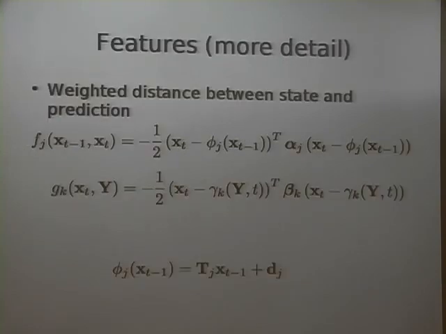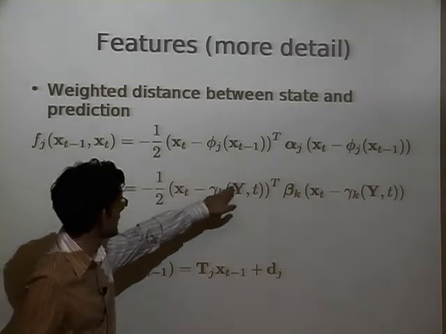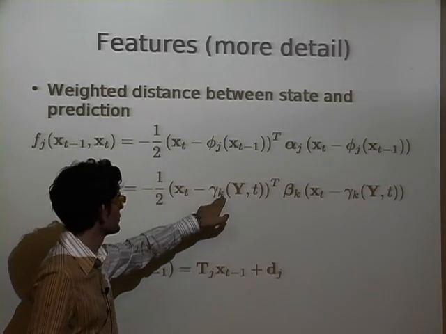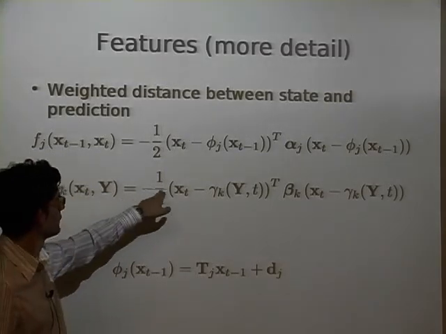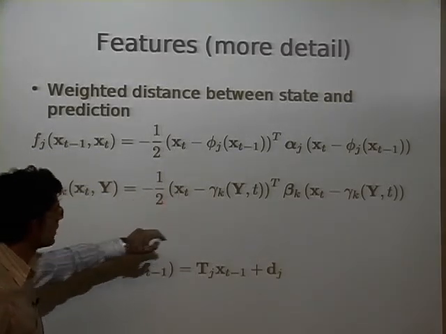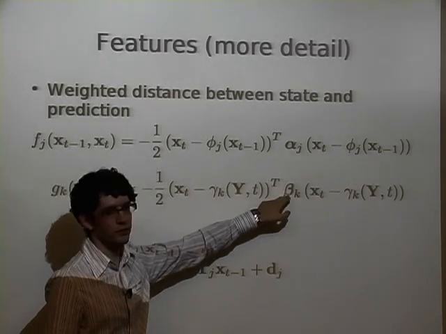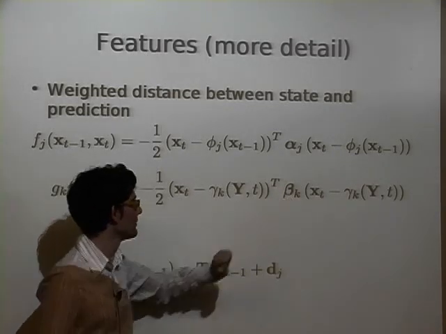Okay, so the features in more detail. Specifically in this model, we're going to use these sort of Gaussian energies or Mahalanobis distance features. Let's start with the observation features. We're going to have a function that looks at the images at time t and tries to predict where the ball is. And then the feature is just the negative sum of squared distances weighted by this precision term, or inverse covariance matrix, beta k.